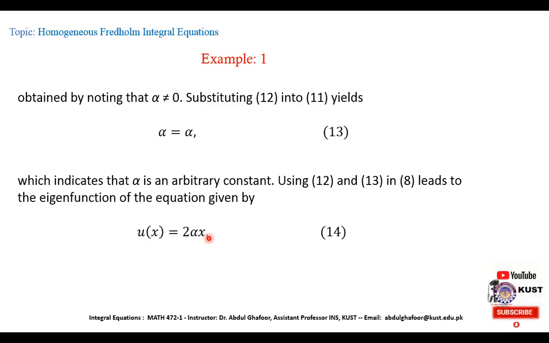Remember, eigenfunction is basically the solution of the Fredholm integral equation when we substitute the value of lambda. So alpha is arbitrary, just alpha is not equal to 0, because when alpha is equal to 0, the solution will be equal to 0. So that's why alpha is arbitrary and will not include 0. And lambda will be equal to 2, and the eigenfunction will be equal to 2ax. This is our solution. So this means that eigenfunction is basically the solution.